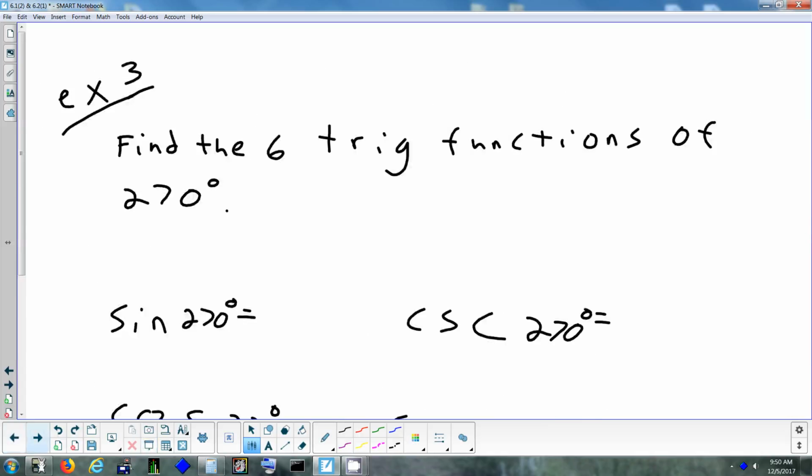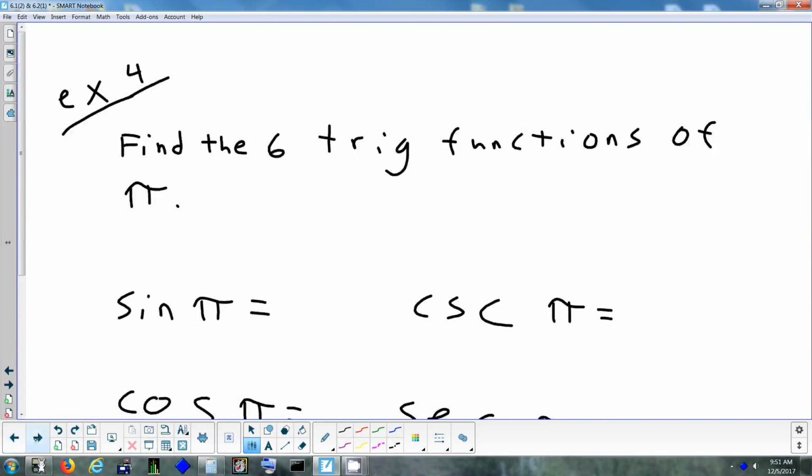What about 270? What would be the coordinate there? 0, -1. Well, if you can do 0, 1, you can do 0, -1. You just change the 1 to a negative, and you do the same thing. How about pi? What would be the coordinates of pi? Isn't it -1, 0? What is that in degrees? 180. It's 180 degrees.